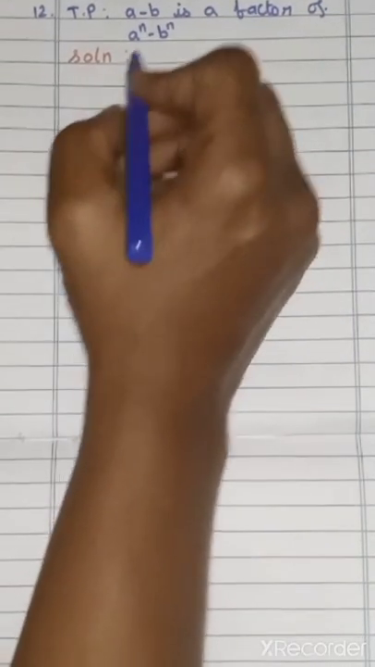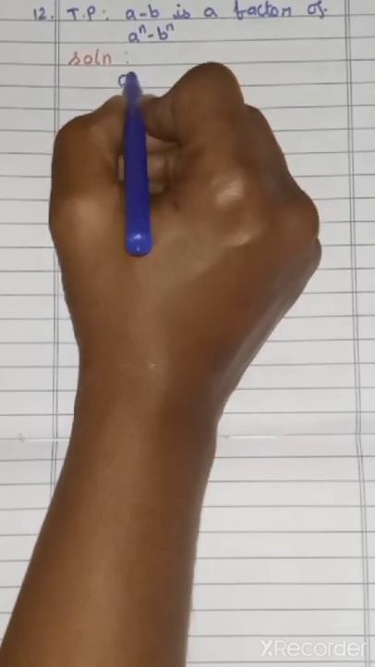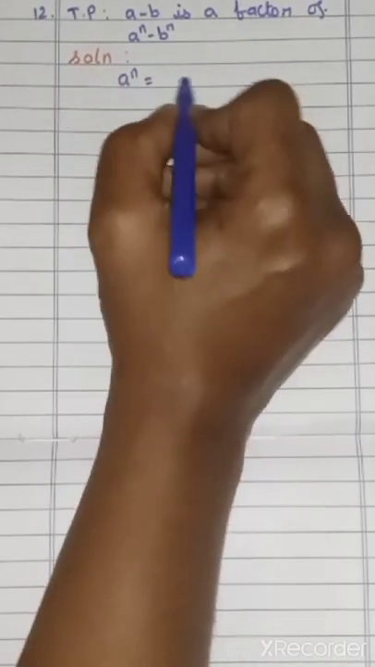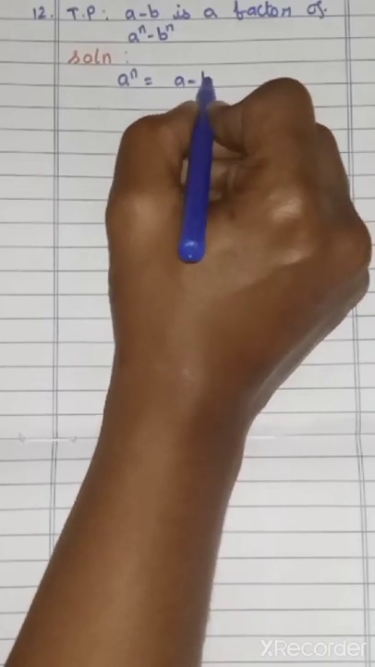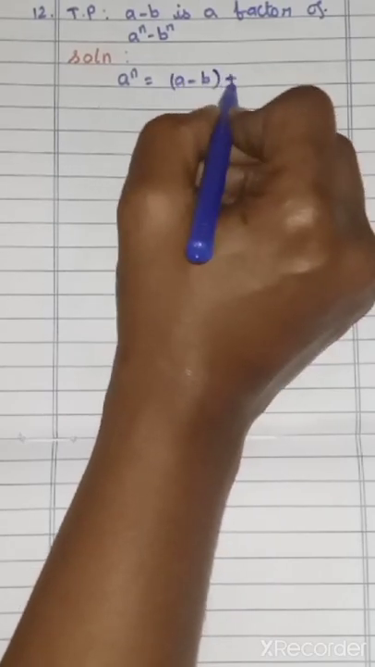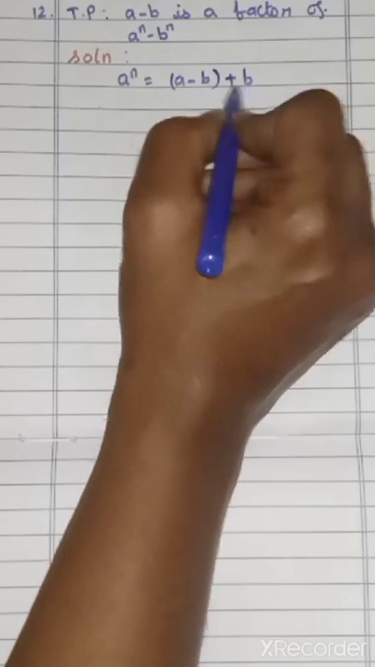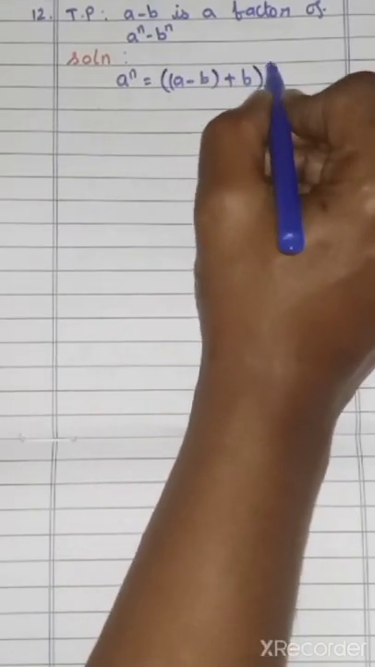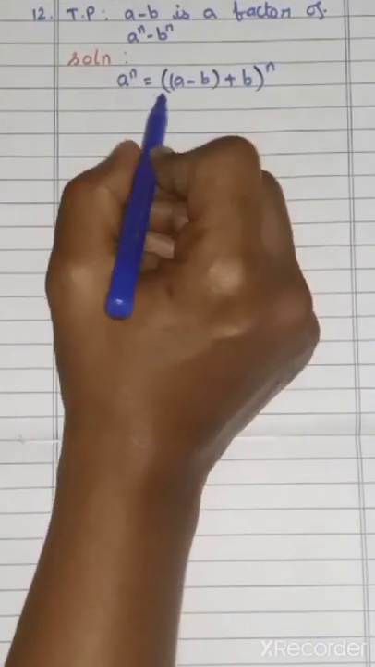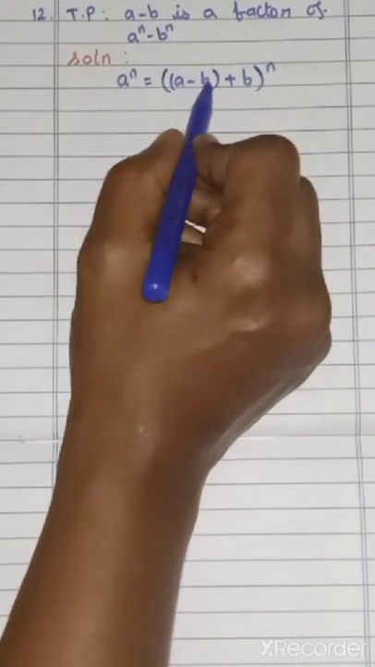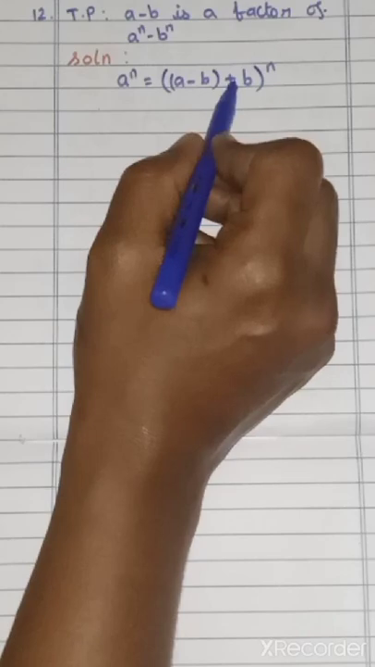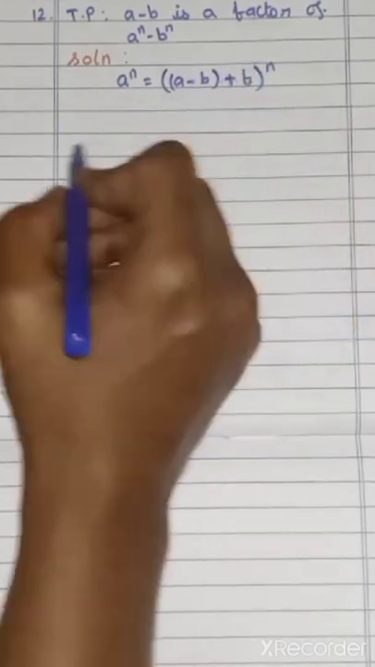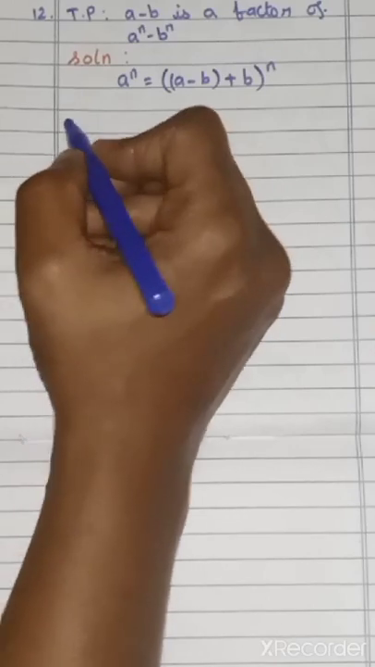Now, how can we write a power n? One hint is given. What is that? a minus b plus b. This minus b plus b cancels, leaving a. Since there is power n here, we can write it as a whole power n. So a power n, how can we write it? (a minus b plus b) the whole power n. Now we can use the binomial expansion here. What is a binomial expansion?